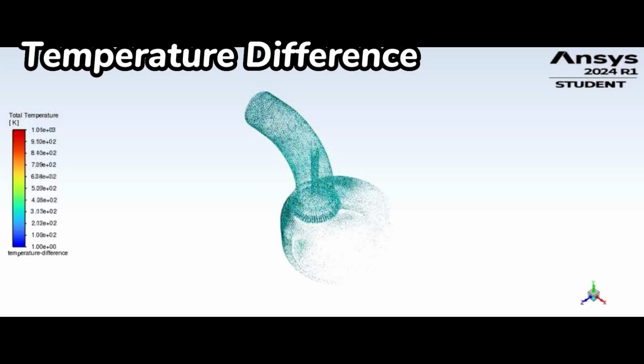For the second research objective, we display the output in the variable of temperature difference. The legend indicates the total temperature difference, where the blue color is the lowest temperature and the red color is the highest temperature. For the animation, you can observe that even though the inlet temperature is lower than the body temperature, in the end it will reach equilibrium and the temperature will be the same.